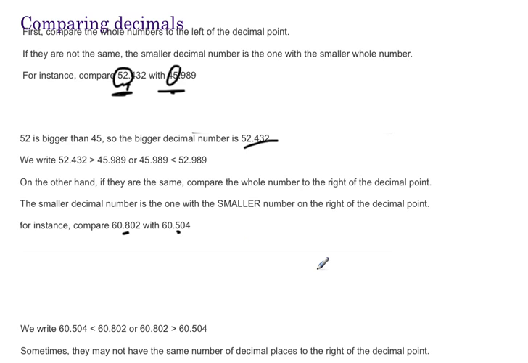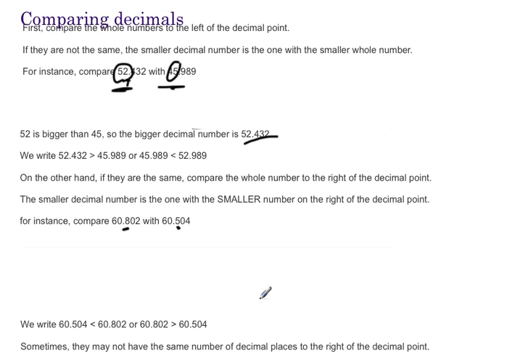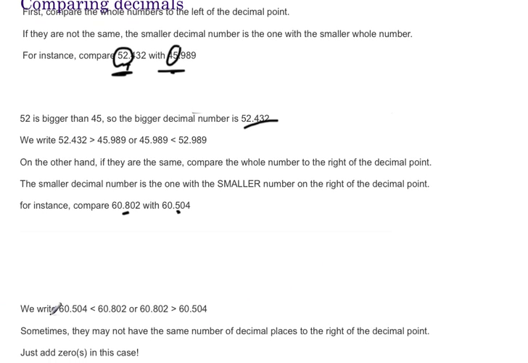Which number is larger, 8 or 5? And you can see that this is the larger number. 60 and 504 thousandths is smaller than 60 and 802 thousandths. Or in reverse, 60 and 802 thousandths is larger than 60 and 504 thousandths. So we're just comparing them. We're looking to the number to the right of the decimal. You just have to look at the first one and move on from there.